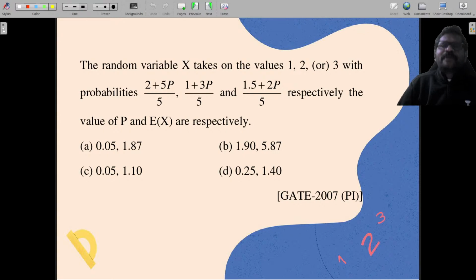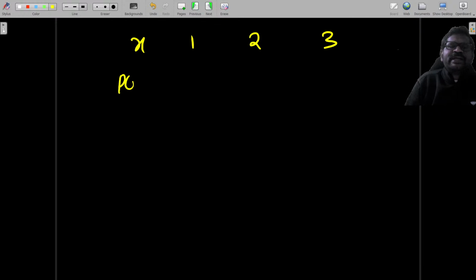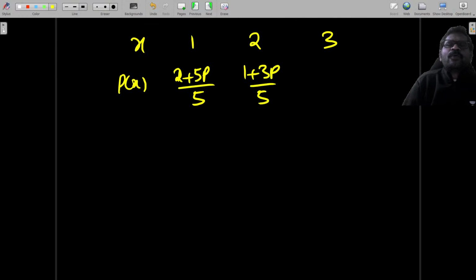A random variable takes values 0, 1, 2, 3 with probabilities 2 plus 5p by 5, 1 plus 3p by 5, 1.5 plus 2p by 5 respectively. Then the values of P and E of X are? X takes values 1, 2, 3 with the probabilities 2 plus 5P by 5, 1 plus 3P by 5, 1.5 plus 2P by 5.